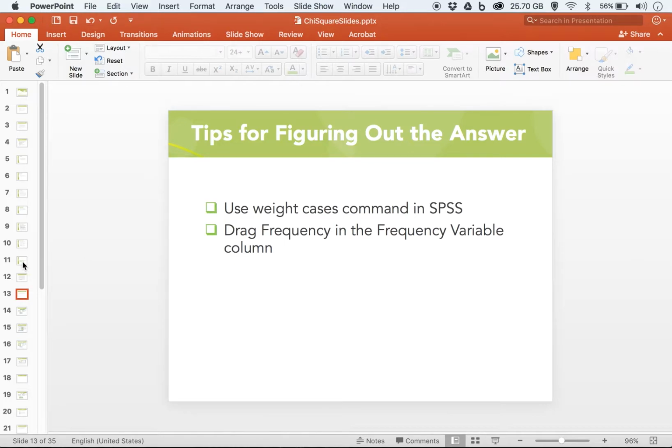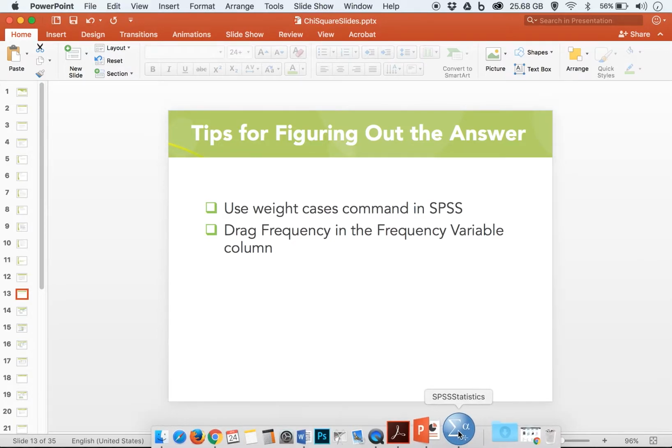Basically it just has all the frequencies already collected for each one of the variables, and it simplifies how many cases you have in the SPSS file. And then we're going to make sure that we drag our frequency variable into the frequency variable column, and then hit OK and save that so it works appropriately. What we're going to do now is demonstrate that.